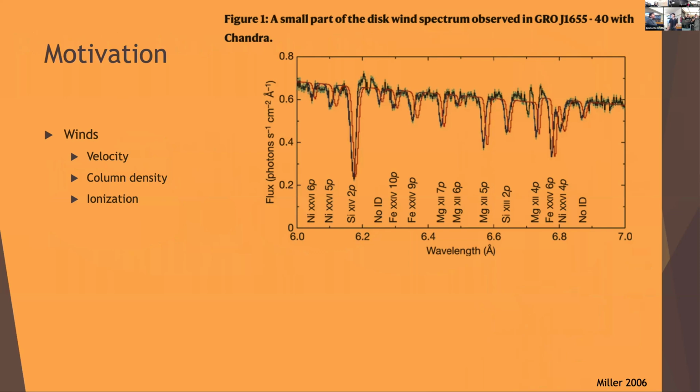And for black hole X-ray binaries, there are 2 major factors that we want to find out and that we can use the spectrum to find out. One of them is winds. We can look at the velocity of winds through the Doppler shift of absorption lines. As you can see in this graph, the Doppler shift is due to velocities.